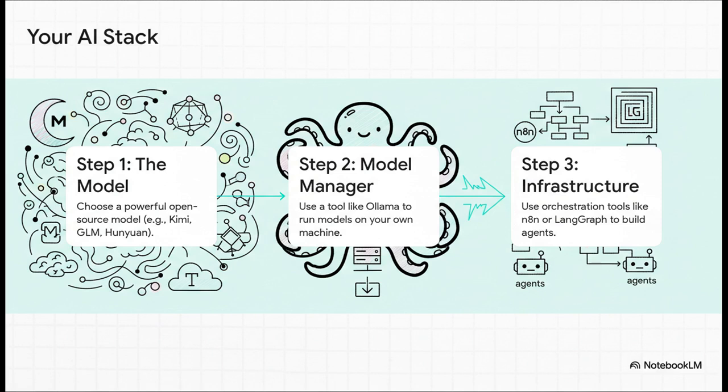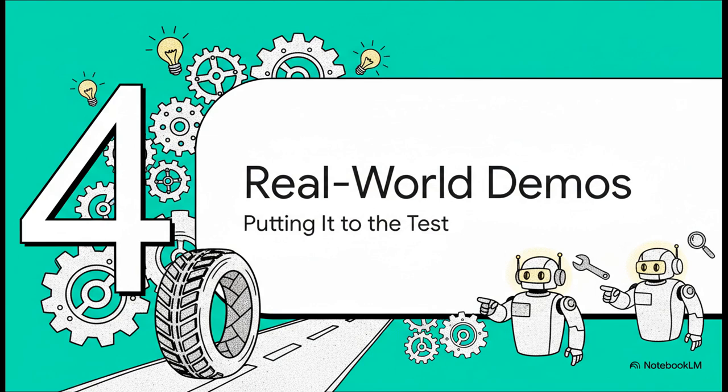Finally, to build something useful, you need an orchestration tool to connect that AI to other tasks. You could use a visual, no-code tool like N8N, or if you're a developer, a framework like LangGraph. So theory is great and all, but let's see the stack in action. We actually built 2 really practical AI agents to show you exactly what's possible right now.